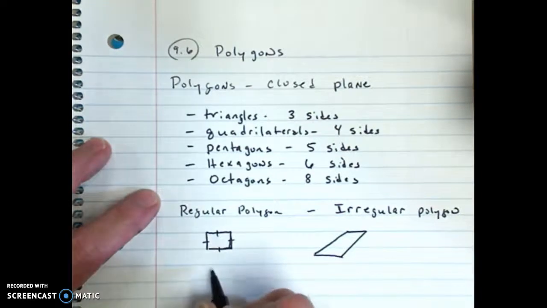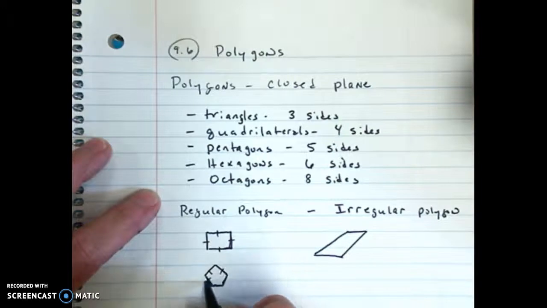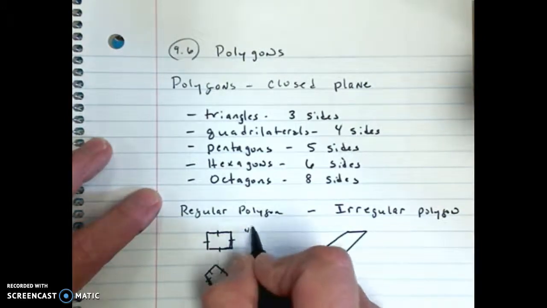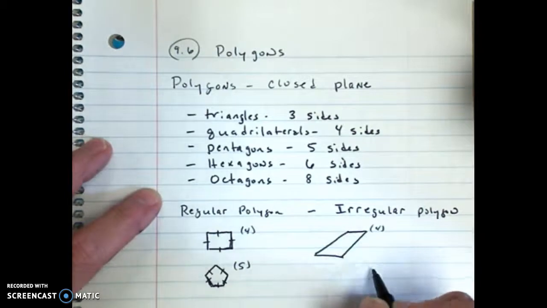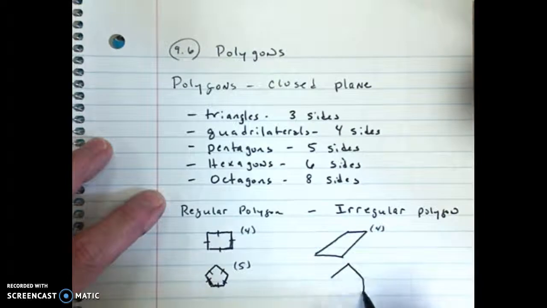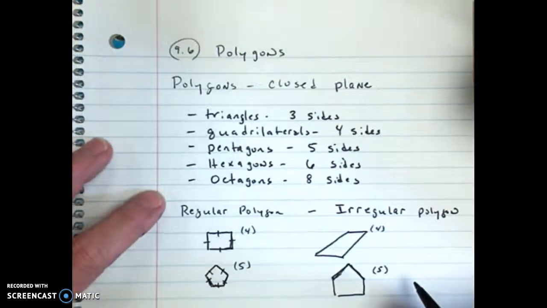We could use a pentagon. Let me make a drawing here of a pentagon with all the sides the same. I'm going to have to pretend here a little bit. If all the sides are the same, that would be a regular pentagon. So again, this is five sides, this is four sides. A five-sided pentagon, we could do something like this, and this is a pentagon as well, but all the sides are different. So even though it does have five sides, it would be considered an irregular polygon.